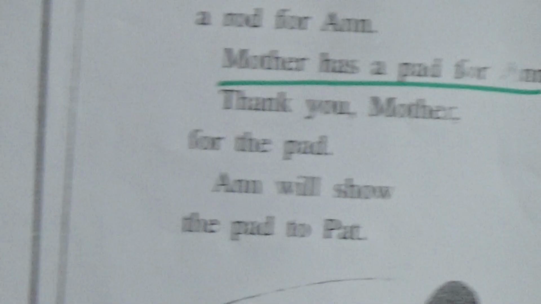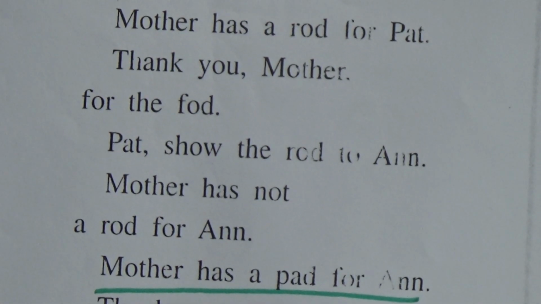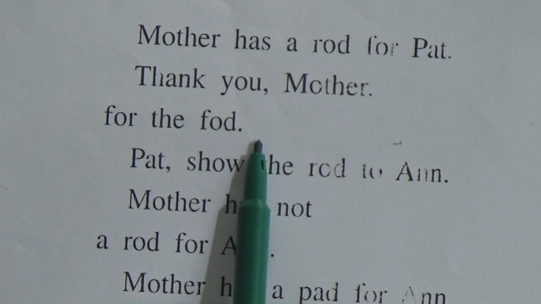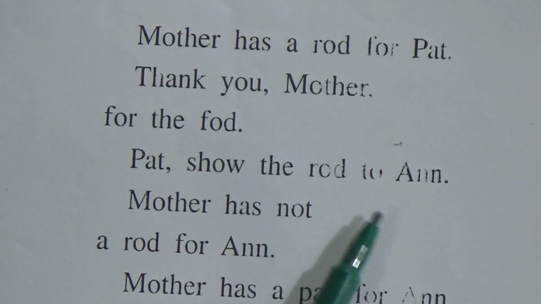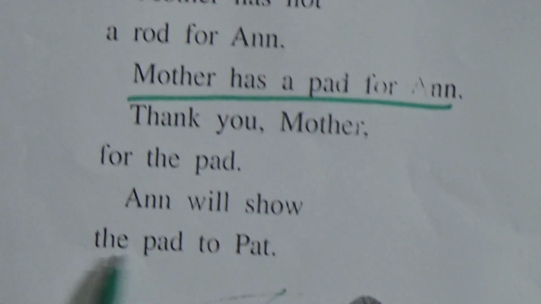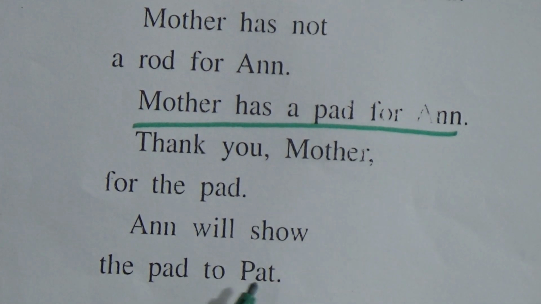Okay. Go to the next page, page number 14. Mother has a rod for Pet. So this is the rod for playing instruments. Okay. Thank you, Mother, for the fort. This is called fort. Pet, show the rod to Anne. Mother has not a rod for Anne. Mother has a pet for Anne. So Mother is giving a pet for Anne. Thank you, Mother, for the pet. And we'll show the pet to Pet.